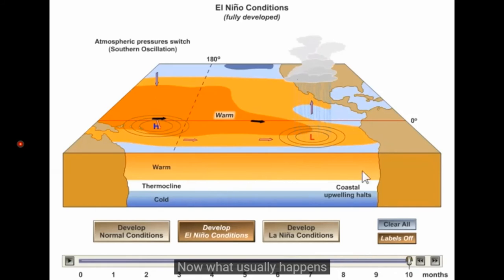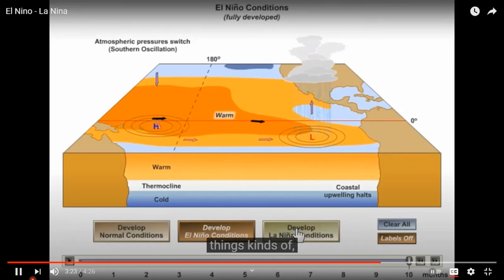Now, what usually happens within a year or so after the El Nino is that things kind of, it's like the pendulum. Okay, hang on. He didn't talk about this.